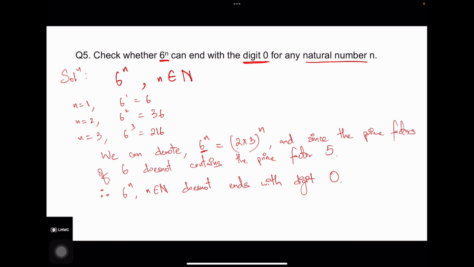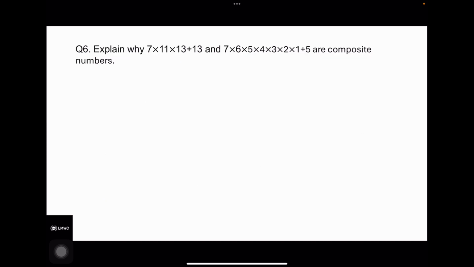Here what we have said is that 6, which is a composite number, we can represent in the form of a product of primes, but in these prime factors we do not see the prime factor 5. If 5 is present, 5 times 2 gives 10, and any number with a product of 10 will end with a 0. Since we are missing the number 5, therefore 6 to the power n will never end with a digit 0. So moving forward to the next question.